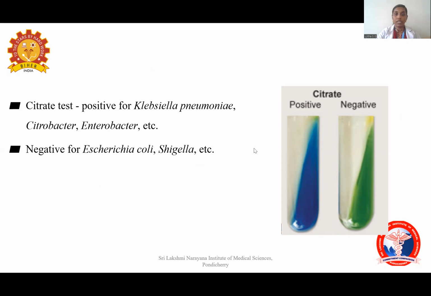So this is the citrate positive reaction. It is blue color. And if it is citrate negative, it is green in color. Examples for positive citrate reaction: it is shown by Klebsiella pneumoniae, Citrobacter species, Enterobacter species, etc. So they will show citrate positivity. Negative for Escherichia coli, Shigella, etc.